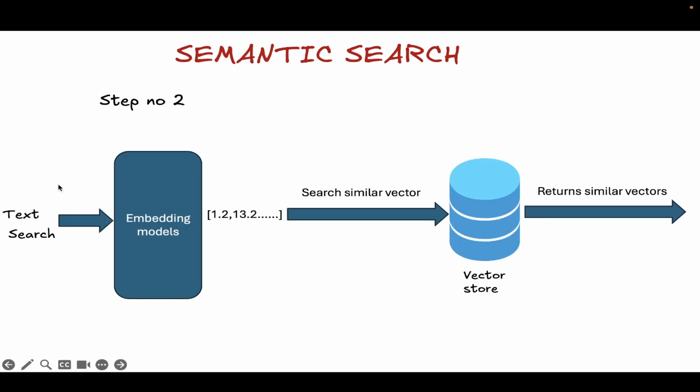Consider step number 2. Suppose the user enters something in the text search box so that he could find similar products. What we are going to do is grab that text from the text search, put it in the embedding models and generate the embeddings. Once we have this embedding, we are going to feed it into the vector store. It's the responsibility of the vector store to perform a similarity search and return similar vectors to us. Once we get these vectors, we return them back to the user, and the user is able to view the similar products. This is as simple as that.